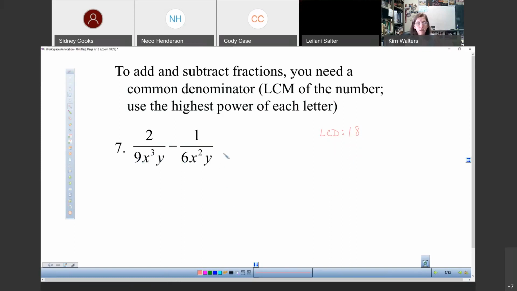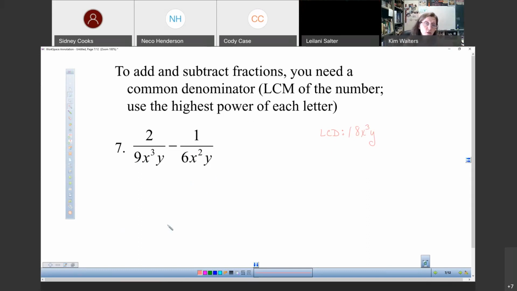Then I look at my variables, and notice that even the directions up here say use the highest power of each letter. That means I need to use x to the third, and I need to use y to the first, because there's a y in both of them, but it's just a y to the first. But x to the third is the highest power. I can't just use 9, the largest number, because 6 doesn't divide into 9.